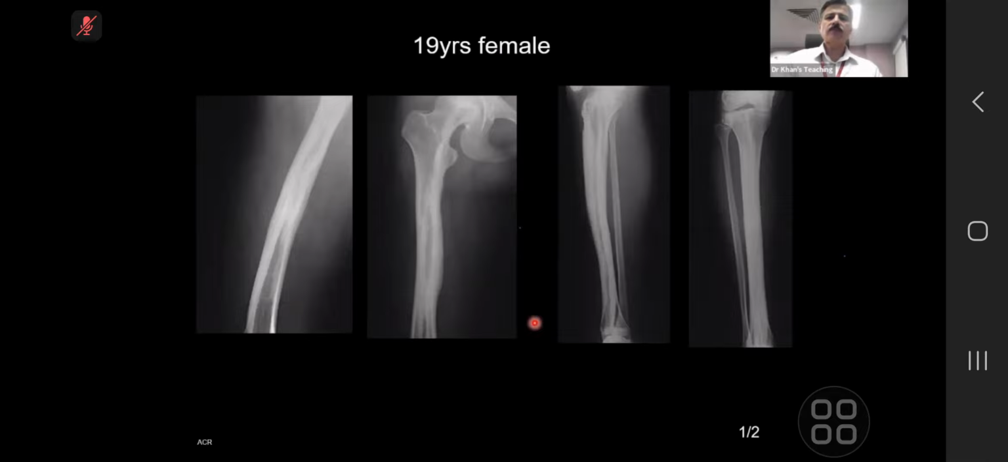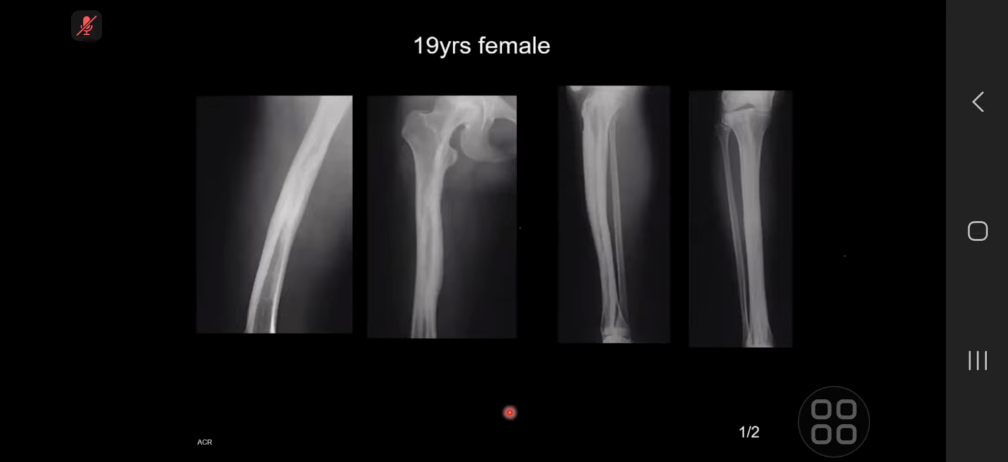Yes, there is, not diffuse, like there is thickening of the cortex of the femur and tibia on the right side, I assume. And it's just like molten candle wax dropping on the bony cortex. This is how it's classically described.